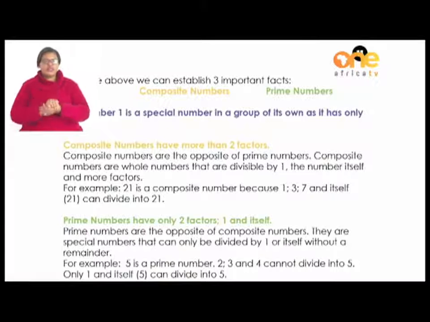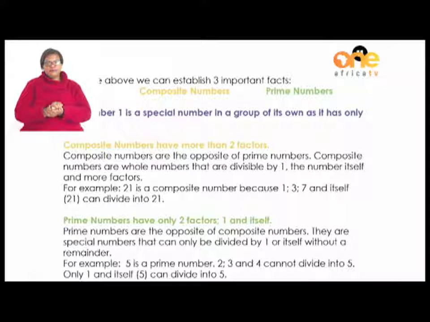The reason why 1 cannot be regarded as a prime number is because it only has 1 factor. Okay? In order for a number to be considered as a prime number, it must have 2 factors, which is 1 and that number itself.